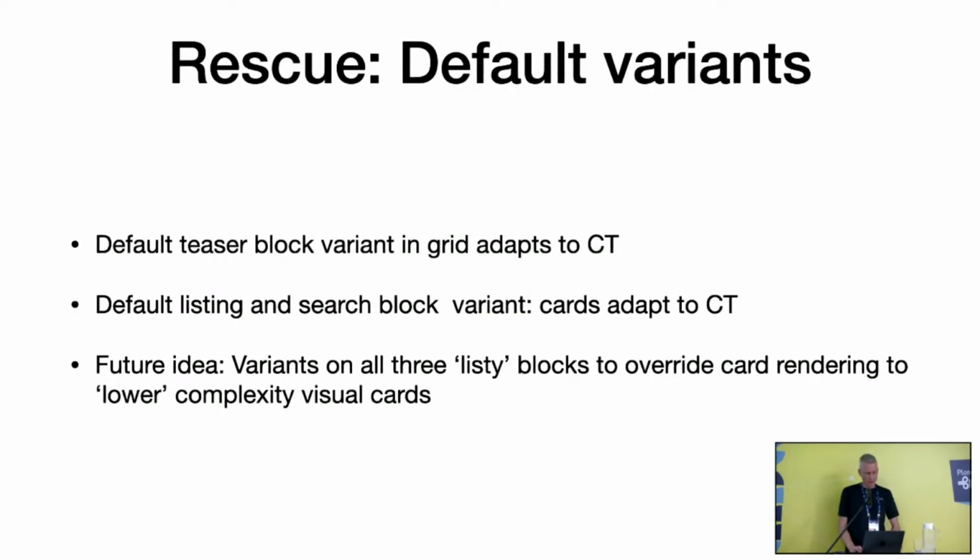Skipping that one. So to the rescue, our default variant. So on all the cards, on all the grid teaser blocks and the listing, we say we have a default variant. The default variant adapts to the content type, and if you want to override it, then you pick a variant. But otherwise, leave it to the default variant because that's what the design agency did.